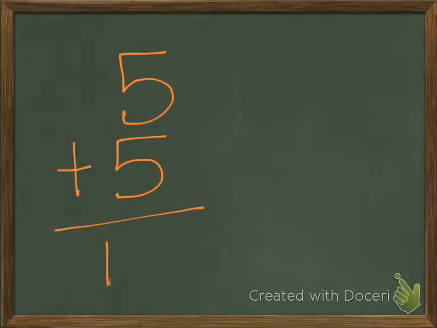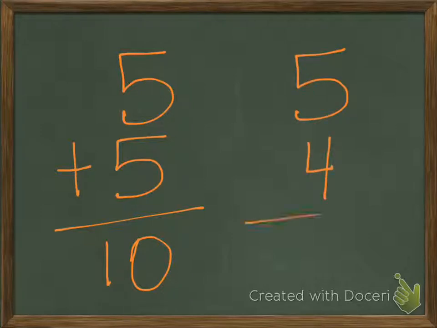Let me give you one more example today. If I know that 5 plus 5 is 10, then 5 plus 4 is going to be one less, which is 9. So again, we're just using those doubles facts that we've memorized to help us solve with one more and one less than the double.